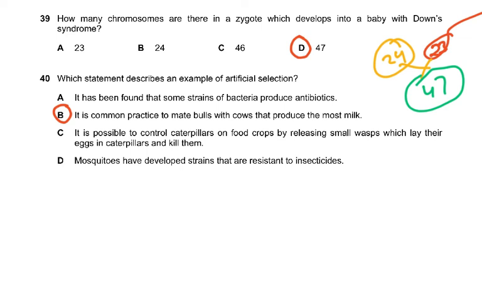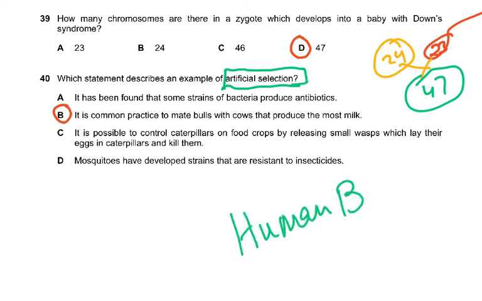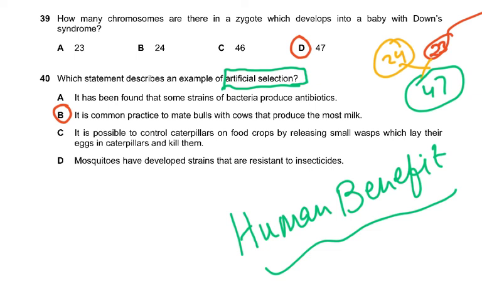Which statement describes an example of artificial selection? It has been found that some strains of bacteria produce antibiotics. Please remember, artificial selection is only and only for one purpose, human benefit. I don't say human benefit, I always say it's human greed. Human beings are very greedy. So human greed is examples of artificial selection: high milk yielding cow, high crop yield wheat crop. It is common practice to mate bulls with cows that produce the most milk. Why? Because we want to sell this milk at the market and make money.